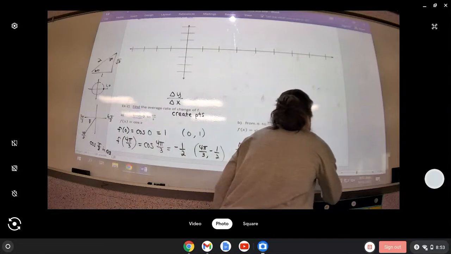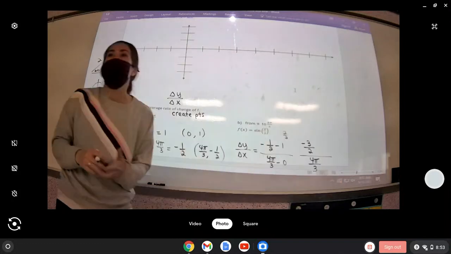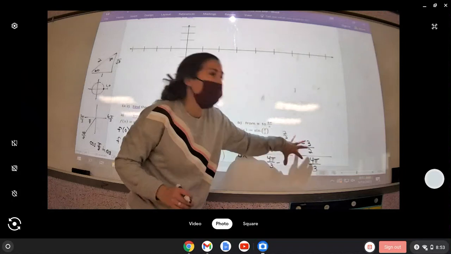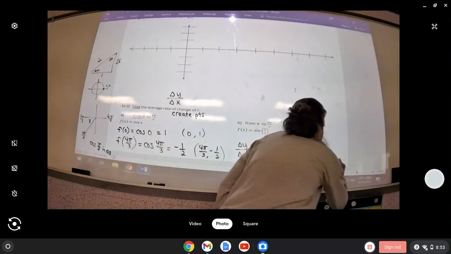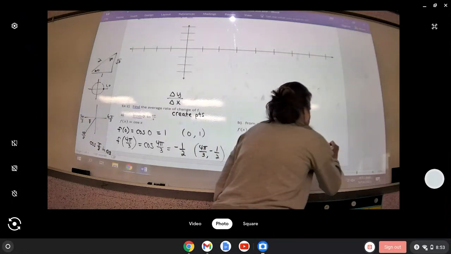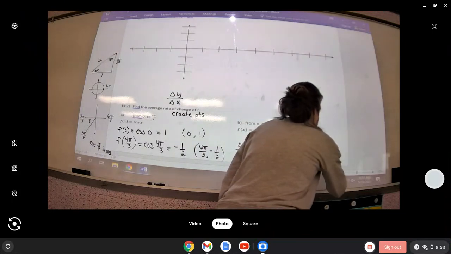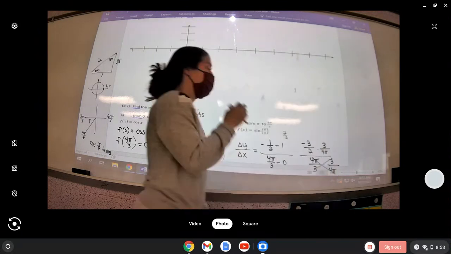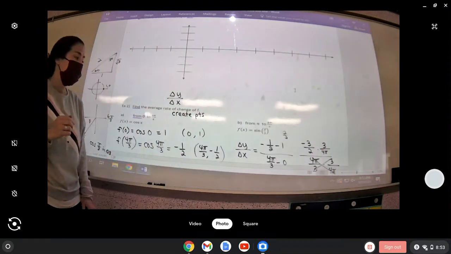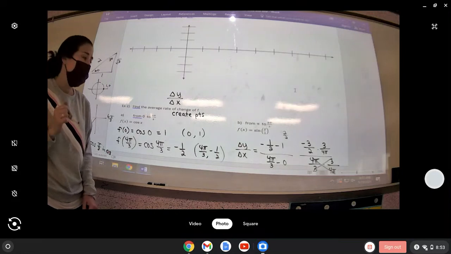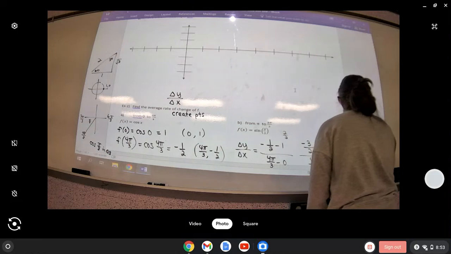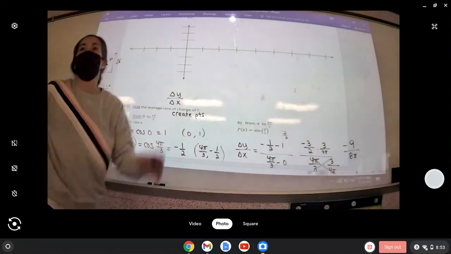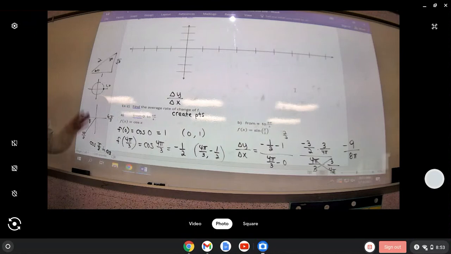All right, but now we have a complex fraction. We have fractions within a fraction. Multiply by the reciprocal of your denominator. And you're going to get negative 9 over 8 pi. And you're done. And that's your slope. It's not pretty, it ain't great, but it is change in y over change in x.